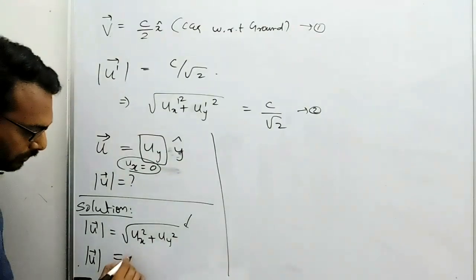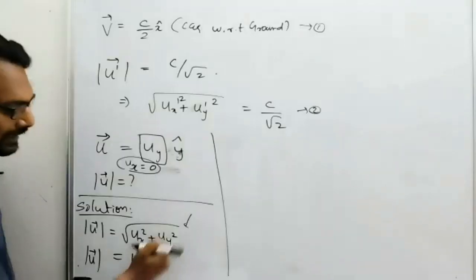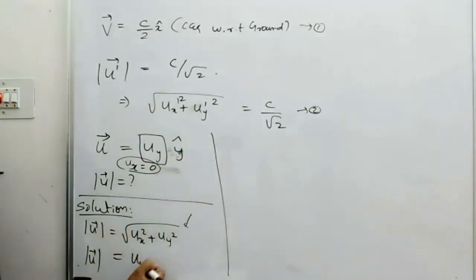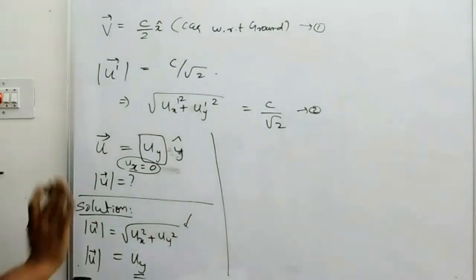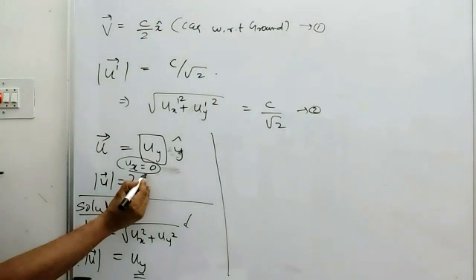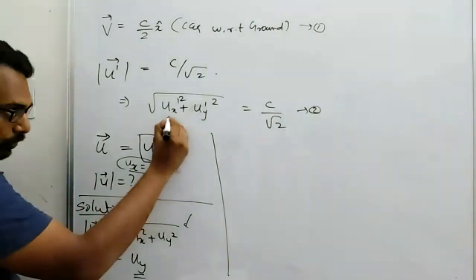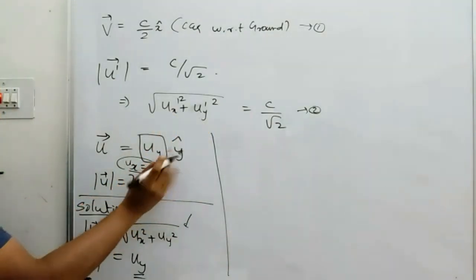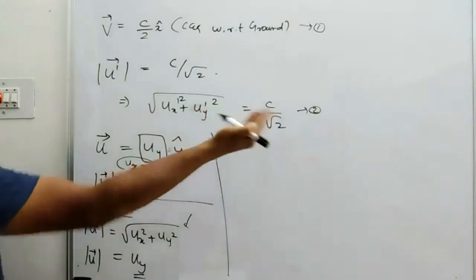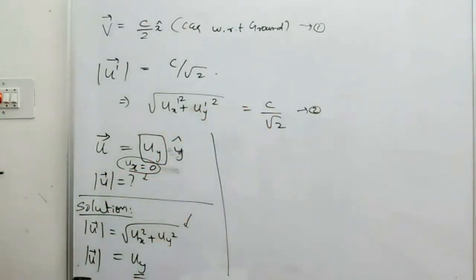Modulus of u vector is equal to uy because it's given that it moves only along the y direction. So ux is 0, so modulus of u vector is uy. We know this, so we just need to find uy. How do we find uy? We know the value of ux. You find ux prime from ux, and uy prime from uy, so you'll get an equation for uy. You can solve it and you will get uy. So let's do that. Is this clear?